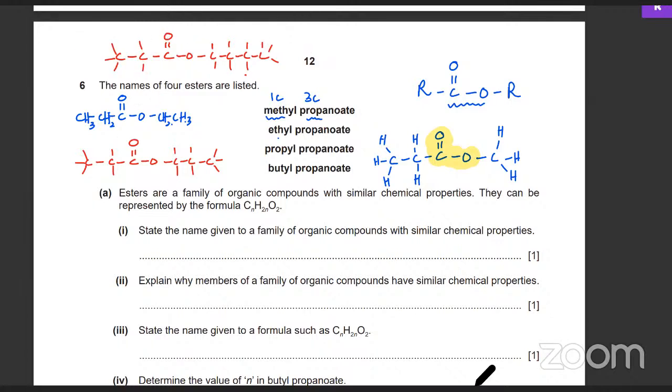Okay. State the name given to a family of organic compounds with similar chemical properties. What do you call that? What's a family of... Okay, that's your homologous series. अच्छा, फिर next one: explain why members of a family have similar chemical properties. Why do they have similar chemical properties? Because they have the same functional groups.